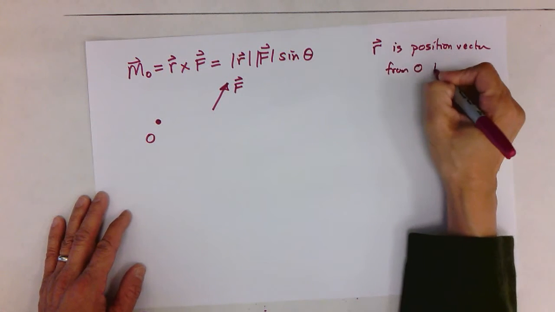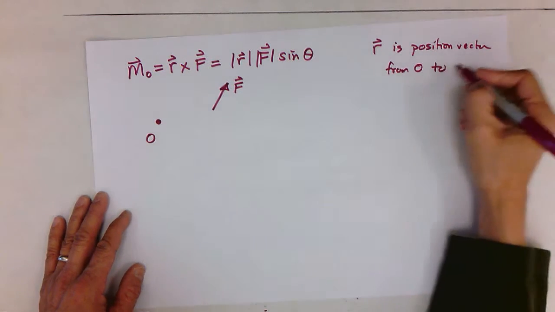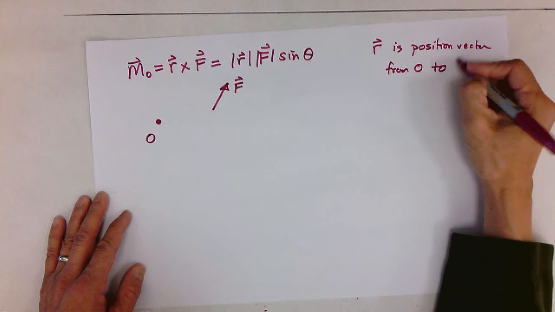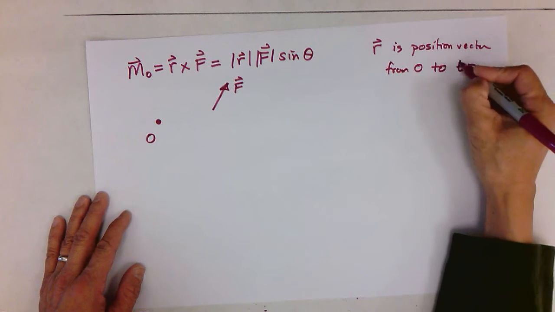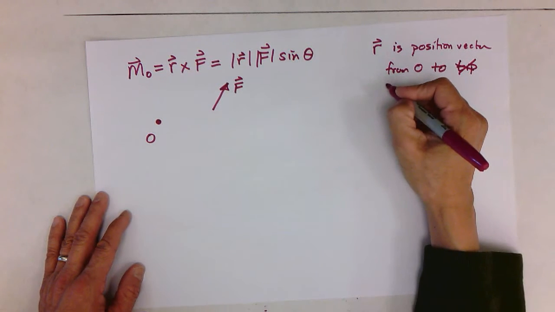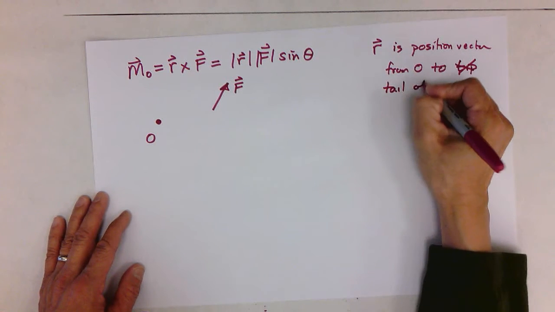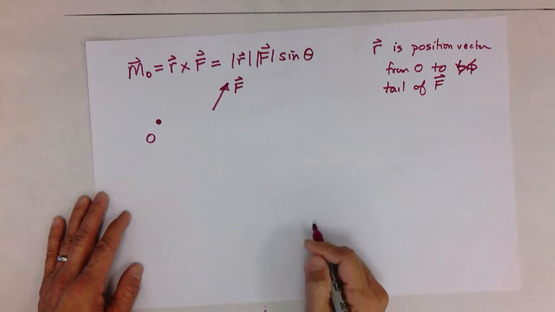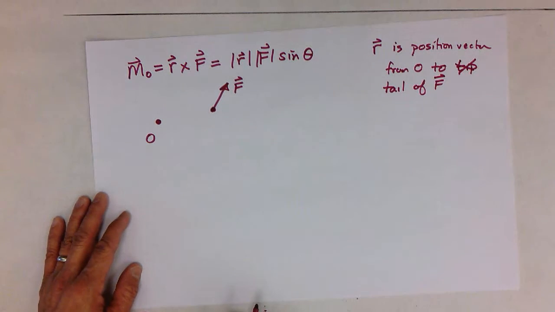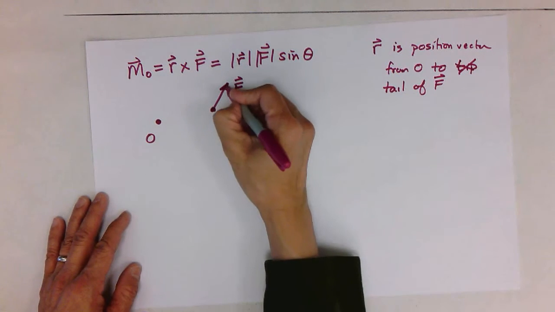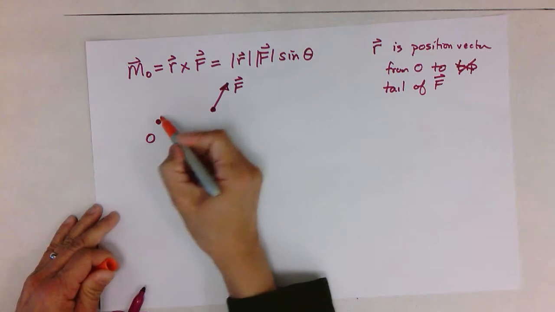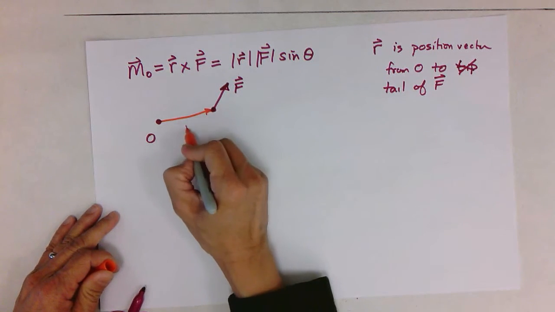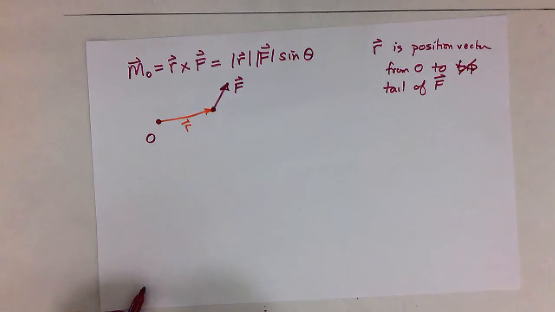From O, that's the point in question, to tip, or not tip, the tail of F. Right. So we have a vector. It starts somewhere. This is the tail. I'll call this the tip or the head. So this vector is R.